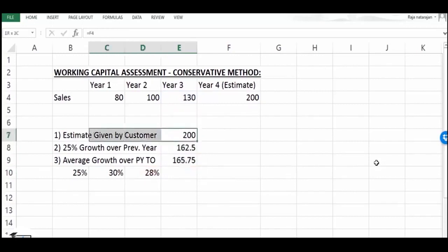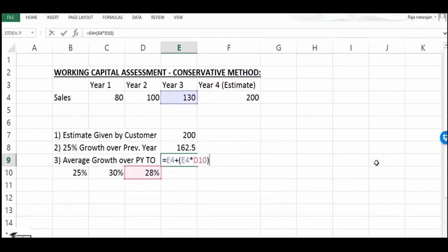So we are having three different numbers now. The estimate given by the customer is 200. 25% growth over previous year is 162.5. Average growth over previous year means we are determining the estimated turnover by applying the average growth over the previous year turnover. We know the previous year turnover is 130 and average growth is 27.5%. So we get 165.75.